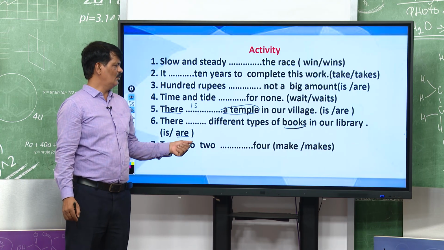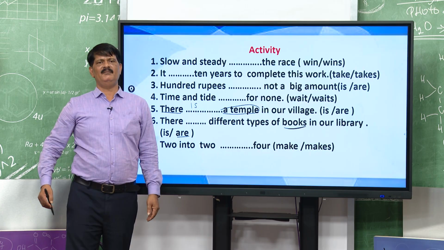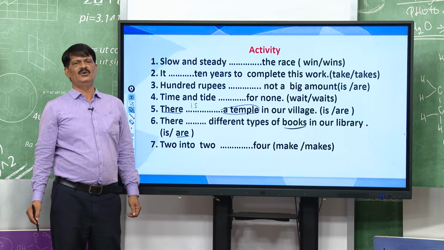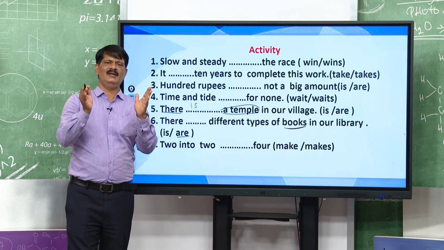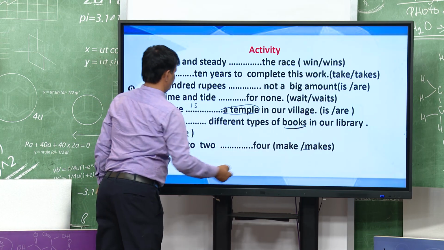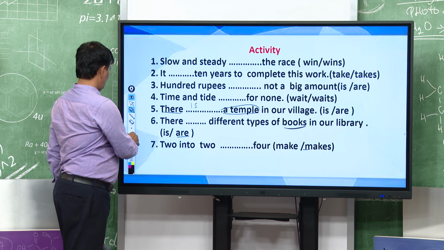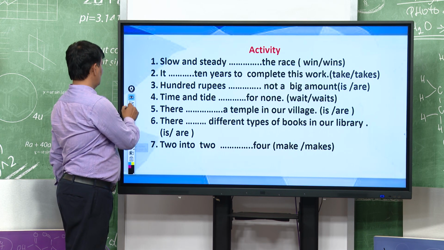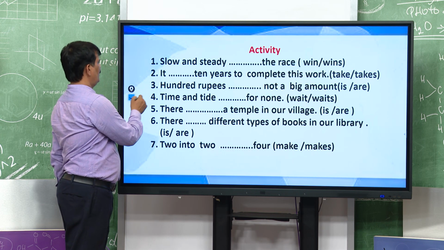"2 into 2 is 4." Generally in mathematics calculation we see 2 into 2, because it implies "makes," not "make." Okay, it is "makes 4." We came to know a little about this, and we will also know more.